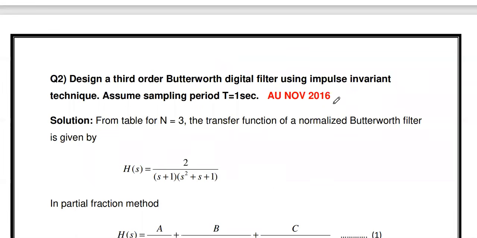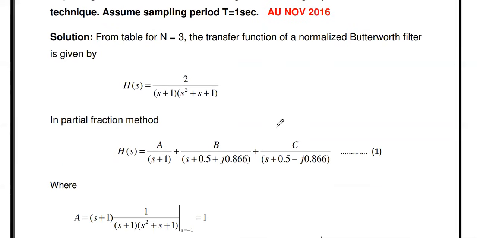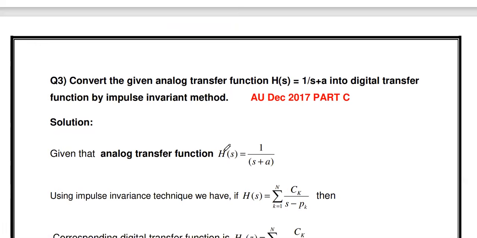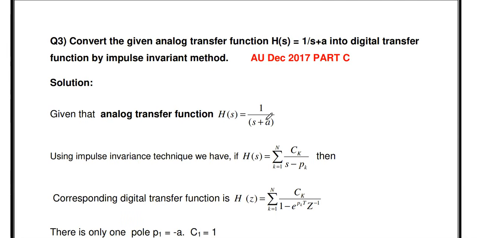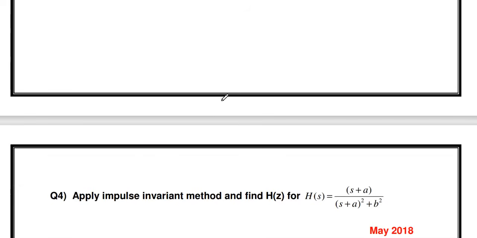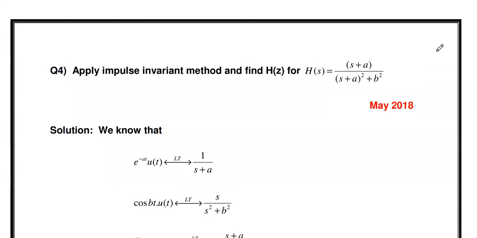The second problem we solved, a November 2016 question, was to design a third order Butterworth filter. The order is given, so we directly took H of s and solved it. For the third problem, H of s is also directly given, and we convert it using the impulse invariant method. Similarly, in the fourth problem H of s is directly given. So we solved four problems before this.